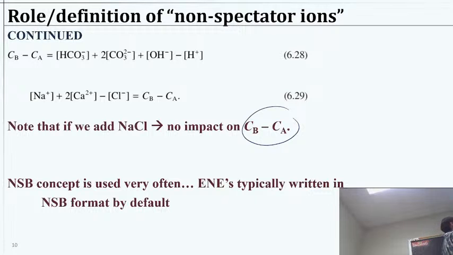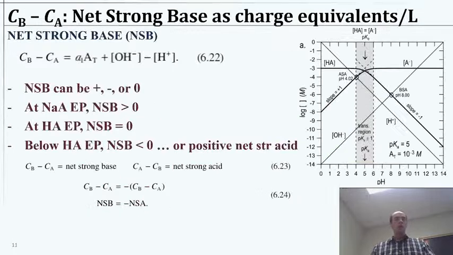So we use it very often. Of course, sometimes we use this in the electron neutrality just that way. Sometimes people will even write the electron neutrality by default in this net strong base format. It's still an electron neutrality equation, right? We just did a little algebra to it. We just rearranged it. It's still providing us the fundamental net charge is 0. It's from that relationship. Okay, so let's take a look at graphs then.